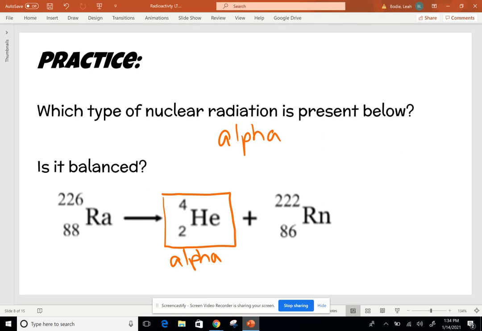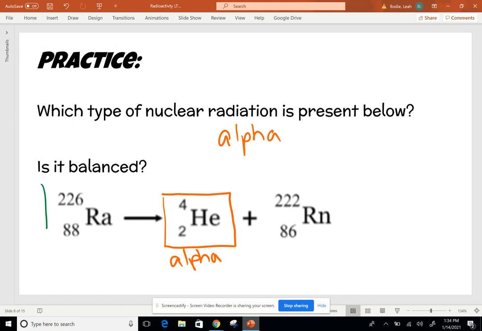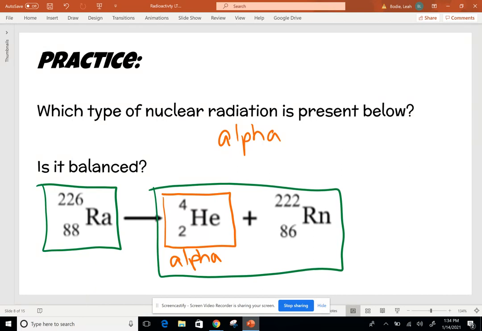Now our second question here, we just want to see if it's balanced. So let's go ahead and do a little bit of math. I'll do it in a different color here. Let's see, I'll go green. All right, so we're going to look at our reactants and we're going to look at our products. To figure out if it's balanced, let's start with our mass number, the number up on top. To the left side of our arrow, we started with 226. Now on our right side, we have 4 plus 222, and that equals 226. So perfect. That's balanced there.